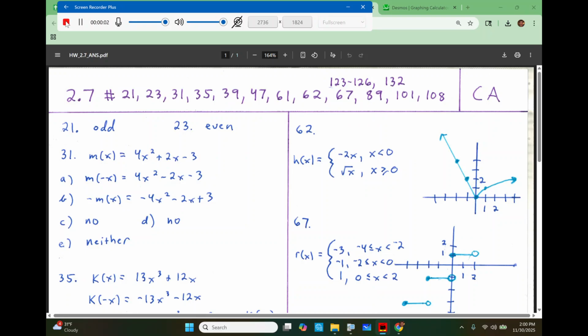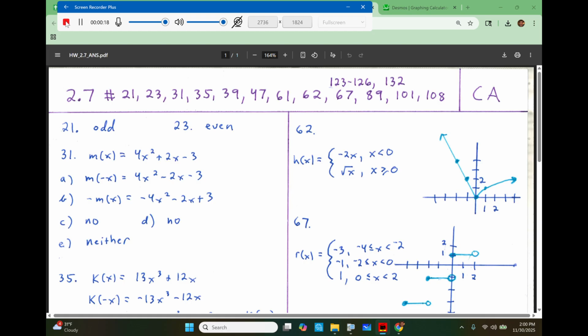Everybody. Today we're looking at the section 2.7 homework. So this is a lot of work with analyzing graphs of functions as well as piecewise defined functions. So we start out with problem 21 and just determining if this function is even, odd, or neither.